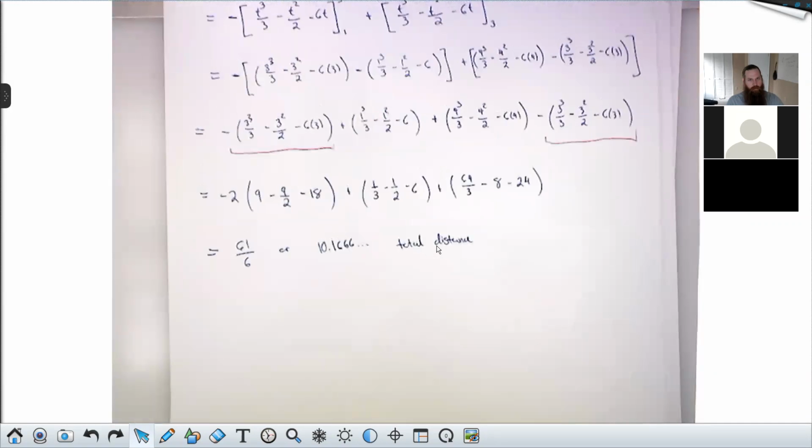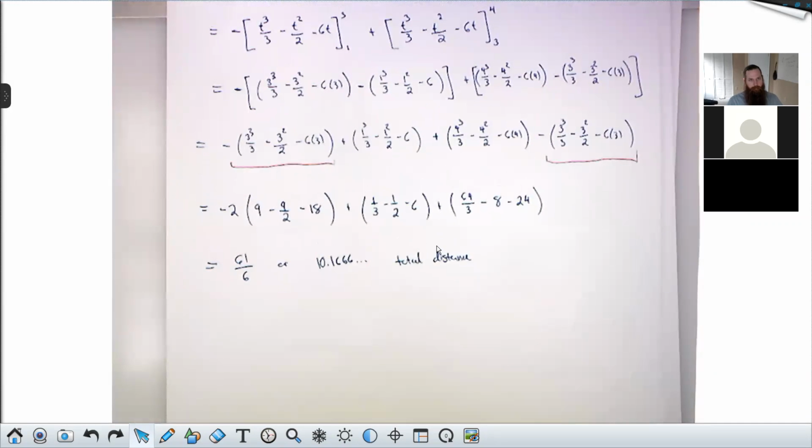Questions on these calculations? Or the setup? The setup is the most crucial part to understand here. You've seen this before, back in the Riemann sum homeworks, where the area under the curve was your distance, right? The area under velocity is distance traveled.